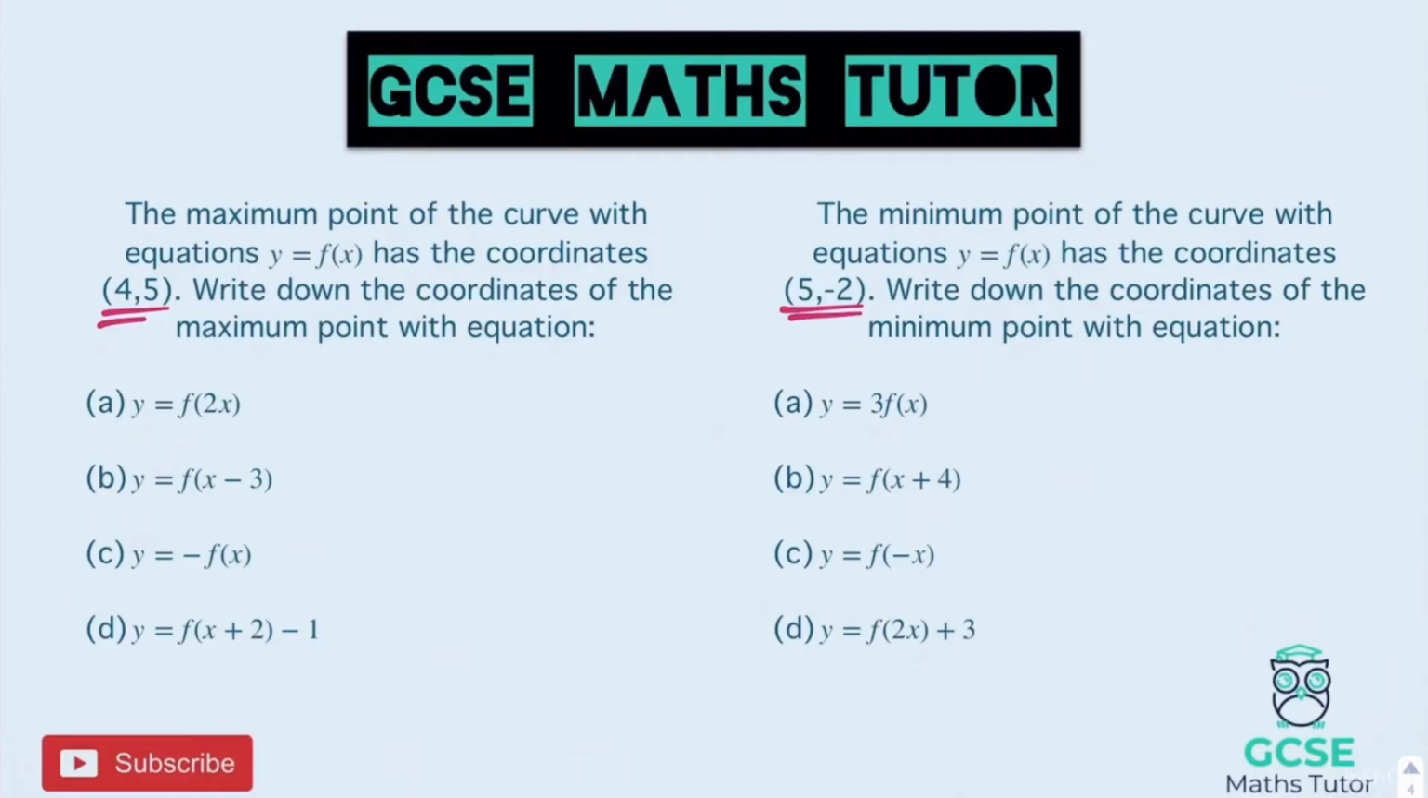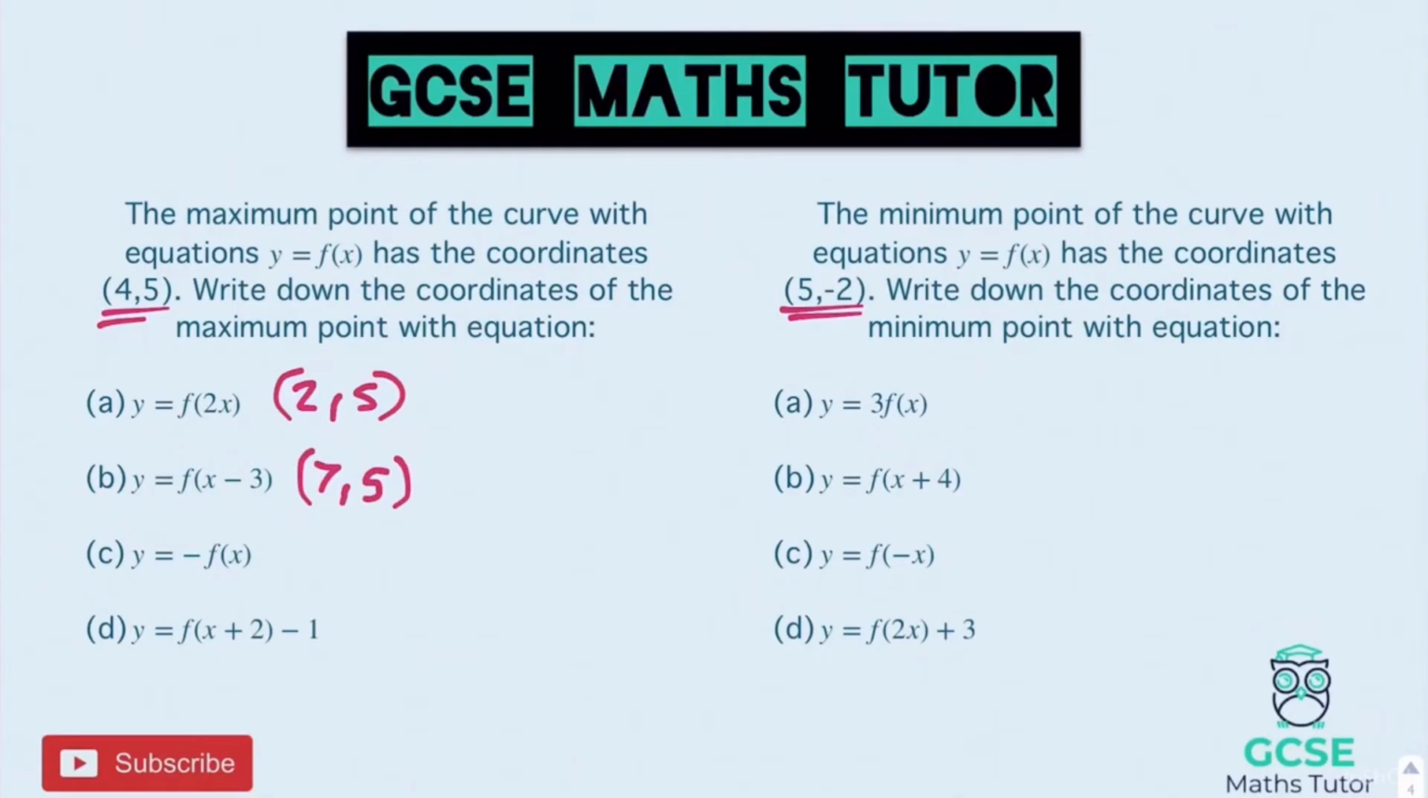Okay, so looking at the first one. Part A for this one divides the x coordinate by 2. So we would have 2, 5, the opposite of what you'd expect there, changing the x coordinate. On to the next one, changing the x coordinate again, but it does the opposite of what you'd expect, so adding 3. 4 add 3 is 7, and the y coordinate again is unchanged, so 7, 5.